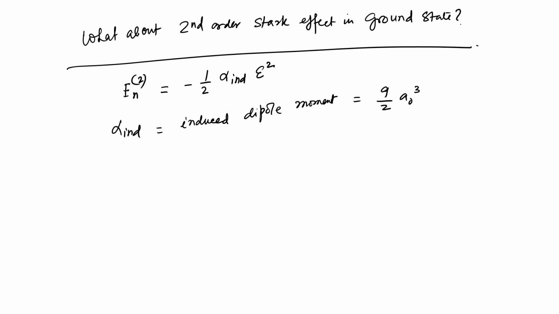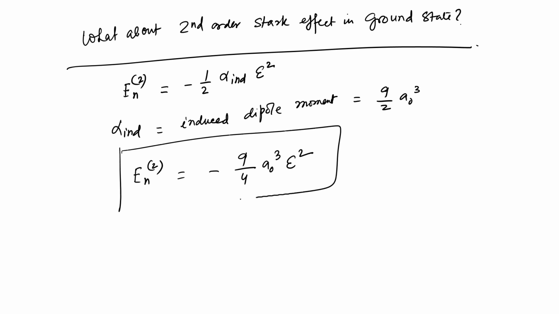So, though atomic hydrogen does not have a permanent dipole moment, the induced dipole moment of course exists in the presence of an electric field. And as I said, I do not give a derivation of this, but it is not undoable. It is a long derivation, but it is good enough that you remember that En2, the second order correction on the ground state, is nothing but minus 9 over 4 a0 cube E square.